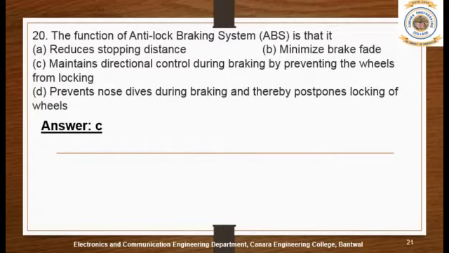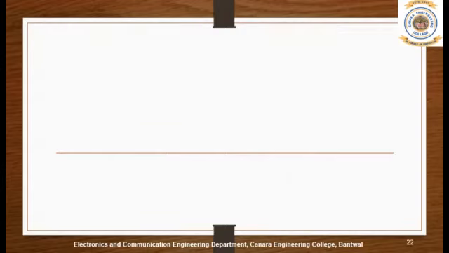It will not change the direction. Directional control is a major part when sudden braking happens in a vehicle during movement. So this maintains directional control during braking, so that the wheels are prevented from locking. That prevents nose dives during braking and thereby postpones locking of wheels. So it is to maintain directional control. That is for ABS.